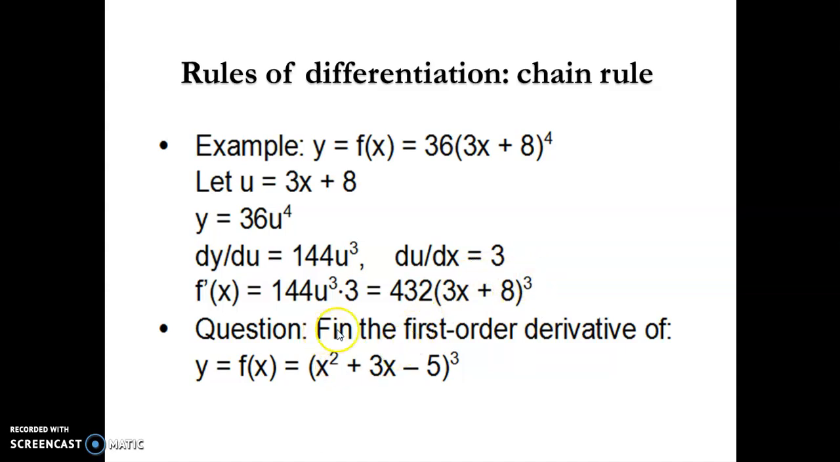So now there is one more example. I apologize for the typo. So there's one more example where you need to find the first order derivative using the chain rule. Please attempt it again on your own, and we can work through the answers in Canva.